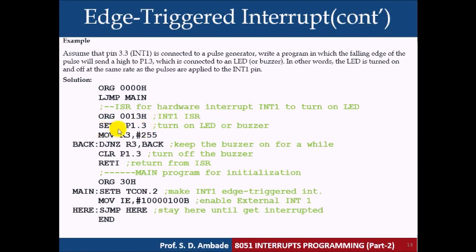Then the next instruction will execute, SETB P1.3, which will turn on the LED or buzzer, whatever is connected to that pin. Then MOV R3, #255, the counter for some delay. DJNZ R3, back, keep the buzzer on for a while. Then we should clear pin P1.3. This will turn off the buzzer, and the RETI instruction returns from the interrupt service routine. So in this way we can program edge trigger interrupt for external hardware interrupt.